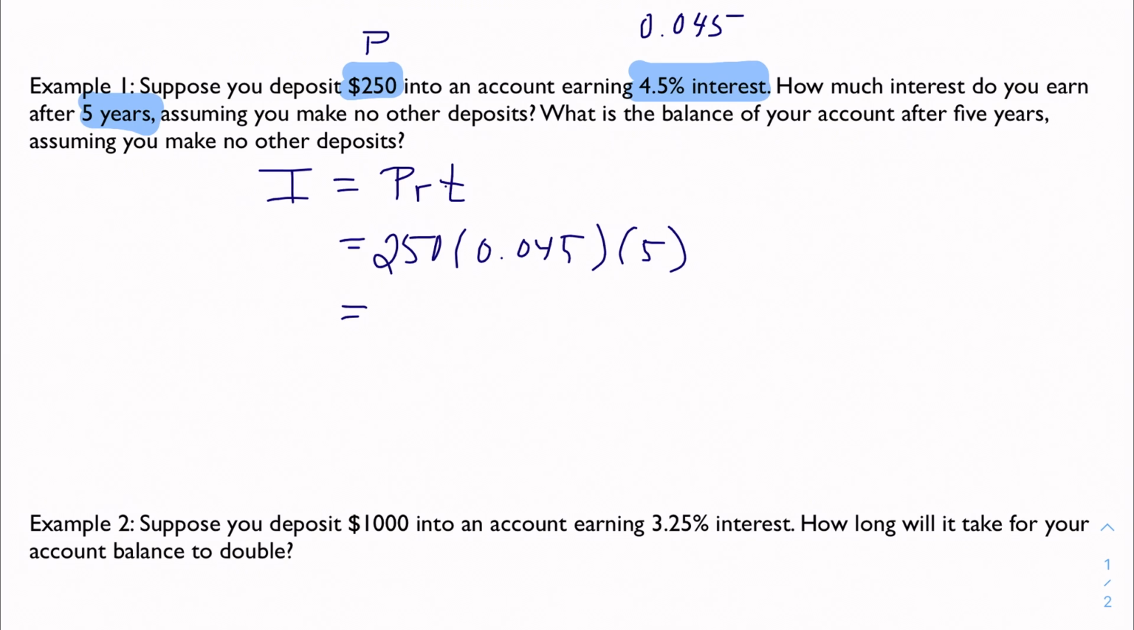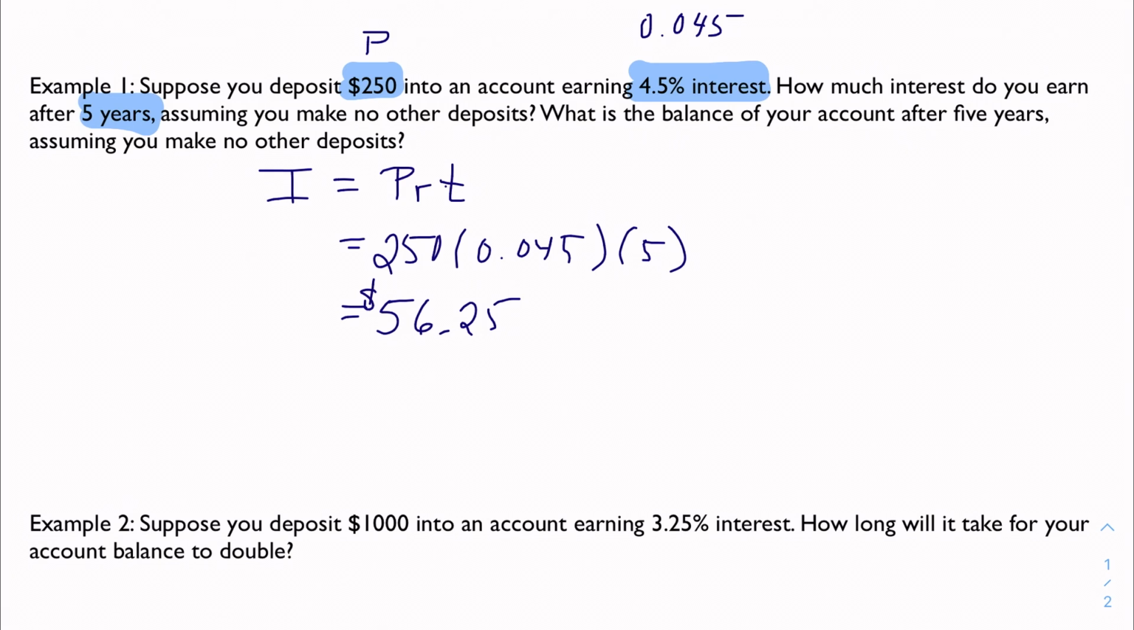And I'm just going to throw this all into my calculator. The beauty of this section is a lot of what we can do can be done with a 4-function calculator, such as the one that you have on your phone. And I got $56.25 interest.